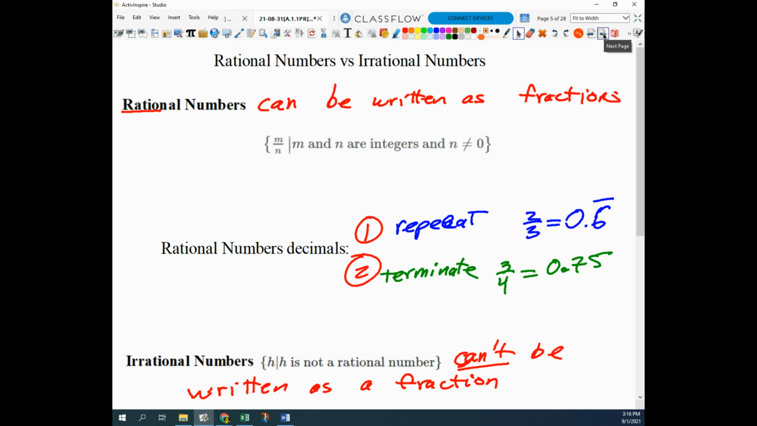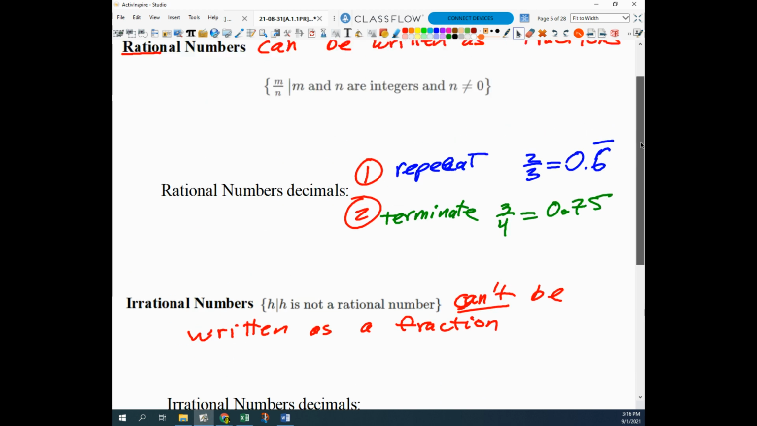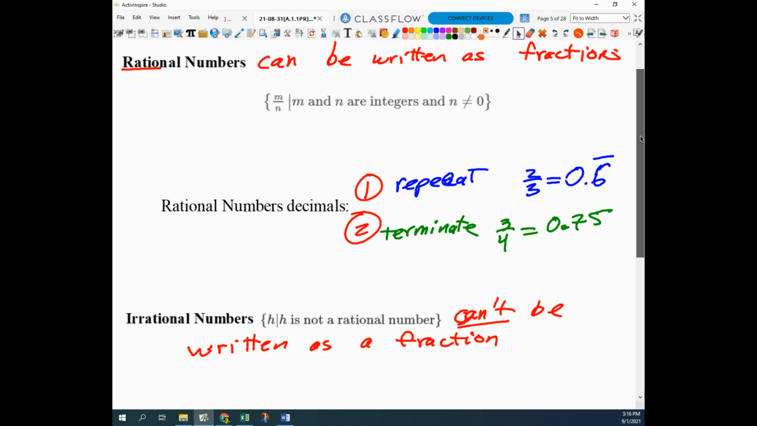So every real number has to be either a rational number or an irrational number. There's no other option, one or the other. If it's a rational number, we said that can be written as a fraction. Irrational numbers cannot be written as a fraction then. If we were to write these as decimals, rational numbers always either repeat or terminate, right? And we use a bar to indicate the part of the packet that's repeating.